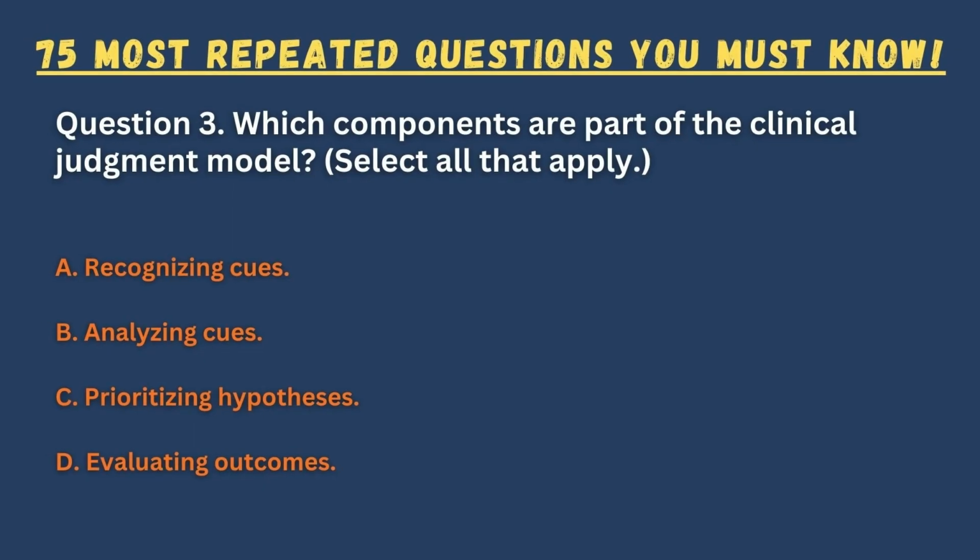Question 3. Which components are part of the clinical judgment model? Select all that apply. A. Recognizing cues. B. Analyzing cues. C. Prioritizing hypotheses. D. Evaluating outcomes.